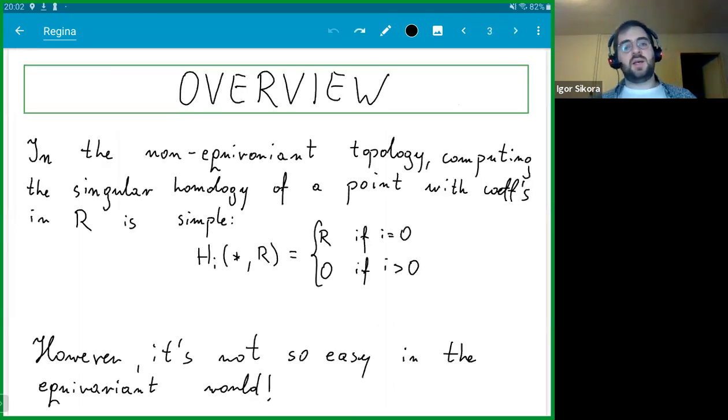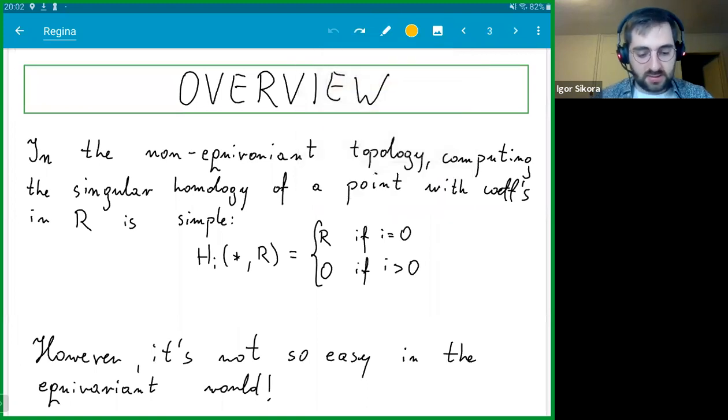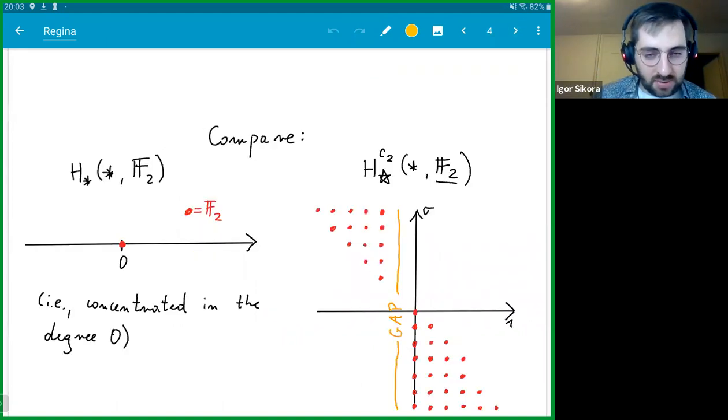Let's start with some overview. In non-equivariant topology, of course, computing the singular homology of a point with coefficients in some abelian group or a ring R is pretty simple. We have the dimension axiom, which tells us that in degree 0, what we have is our ring, our group of coefficients, and in other degrees, the groups are 0. However, it is not so easy in the equivariant world, and here is an example.